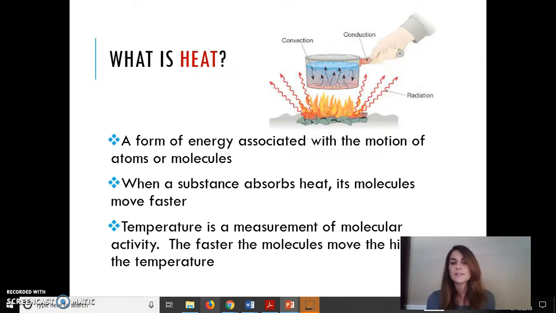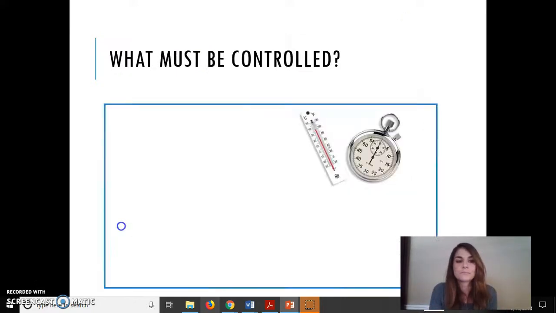When a substance absorbs heat, its molecules start moving faster. And temperature is a measurement of molecular activity. So the faster the molecules move, the higher the temperature is. Obviously, when you see water come to a boiling point, you know that the atoms are moving much faster, so that is where the heat rises.